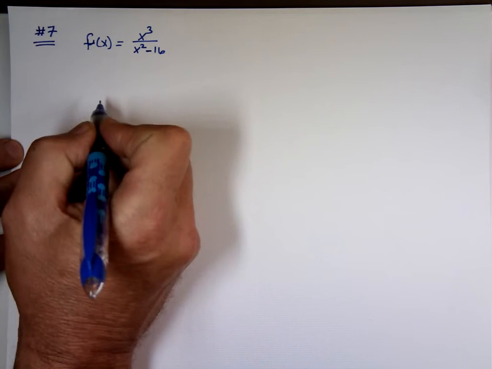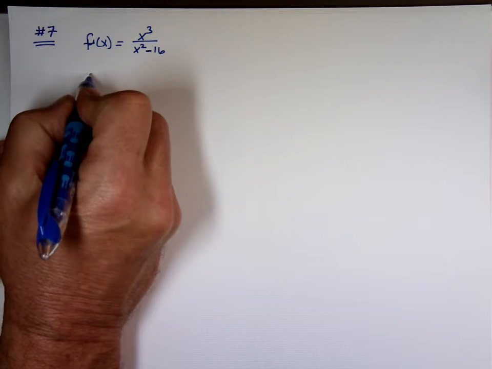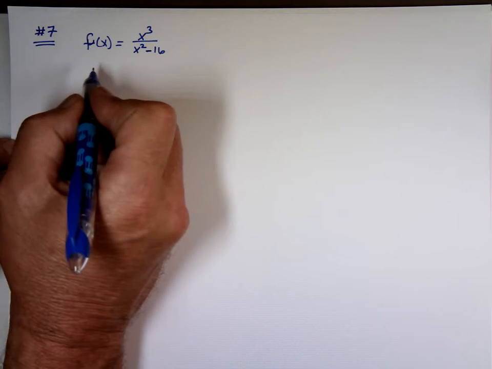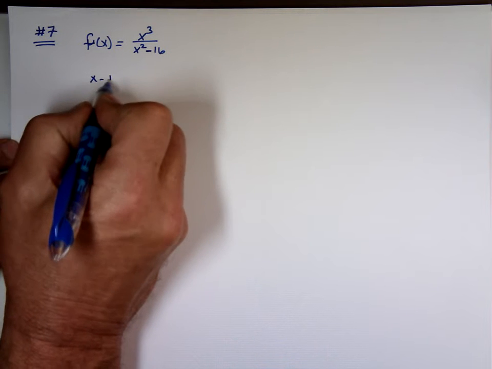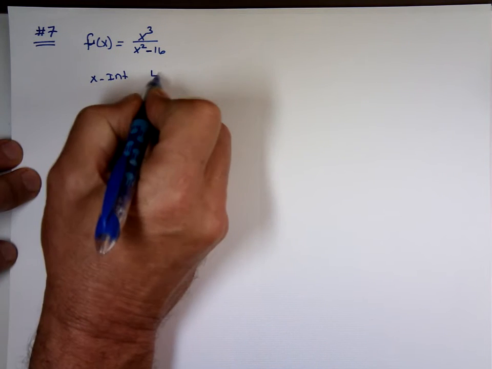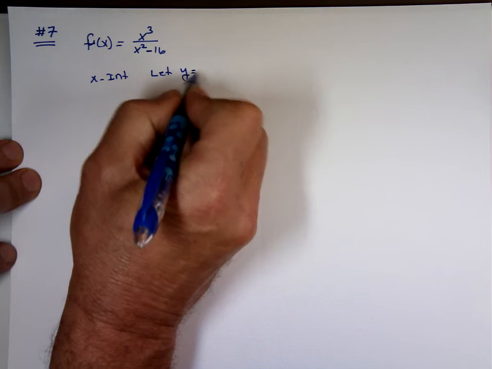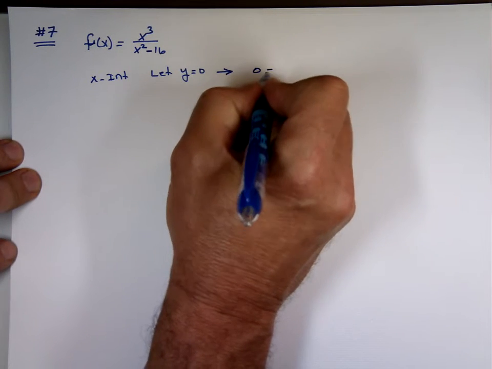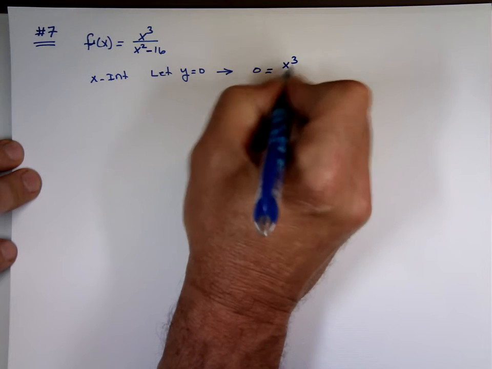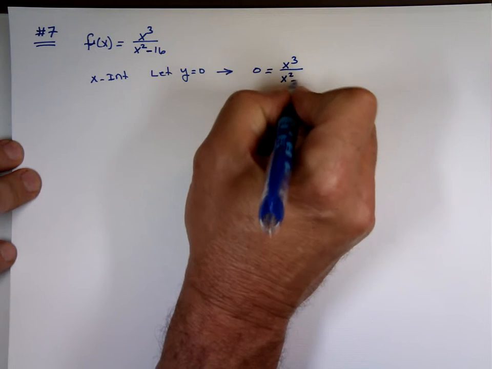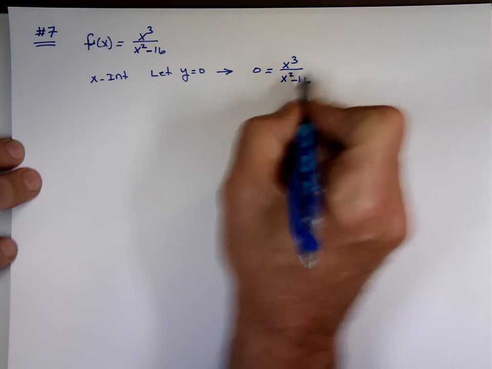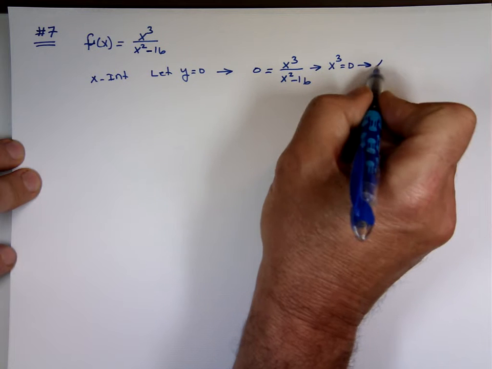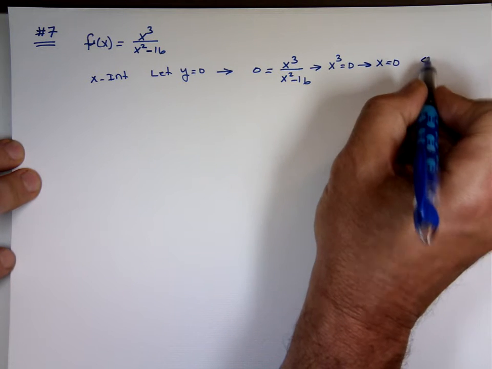Again, the intercept. No, it doesn't say which intercept. We'll do the x-intercept first. X-intercept, you let y be 0. If you let y equal 0, you have 0 equals x cubed over x squared minus 16. The only way this would be 0 is if the top is 0. X equals 0. So my x-intercept is 0, 0.